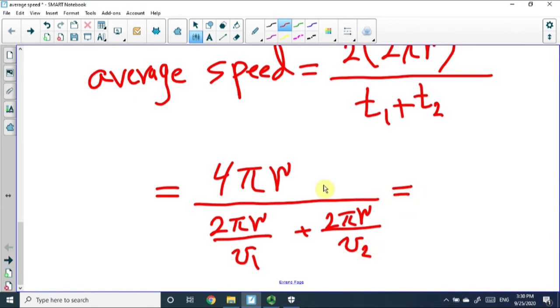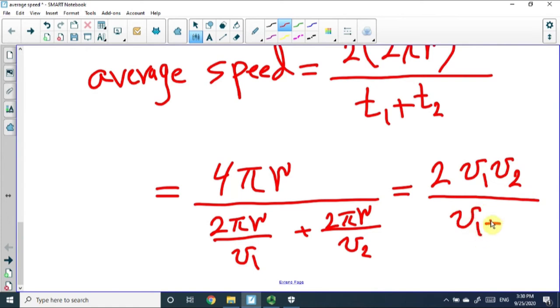Now, with a little math to simplify this, you can see that pi r will cancel from all sides. There's also a factor 2 which will cancel, so I'm going to be left with 2 up. And now, by simplifying the math, I leave this to you, very simple math to do, the answer will be 2 v1 v2 divided by v1 plus v2. So that's the answer. This is the average speed for the two laps together. And you can see the answer is not v1 plus v2 divided by 2.